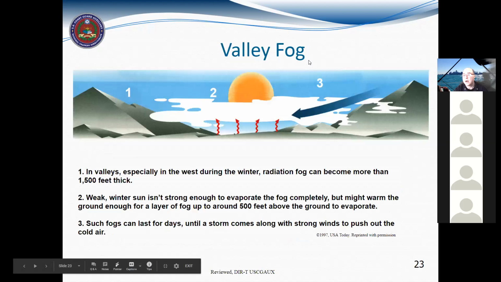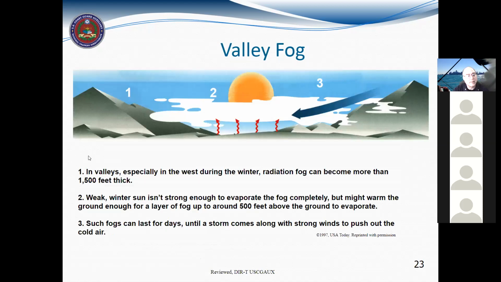Finally, what's valley fog? You see this in the Smoky Mountains, you know, where my dad grew up. Number one, in valleys, especially in the west during the winter, radiation fog can become more than 1,500 feet thick. So the weak winter sun isn't strong enough to evaporate the fog completely, but it might warm the ground enough for a layer of fog up to 500 feet above the ground to evaporate. Such fog can last for days until a storm comes along or strong winds push out the cold air.